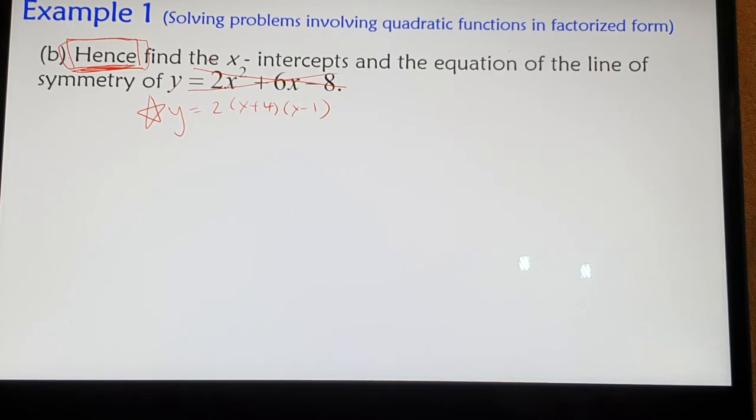Okay, so find the x-intercept. How to find the x-intercept? Very simple. All of you know that the x-intercept means, okay, this one is a happy face, right? It means where it cuts the x-axis. So how do you find where it cuts the x-axis? This point must have some x value, and then your y must be zero. Am I correct?